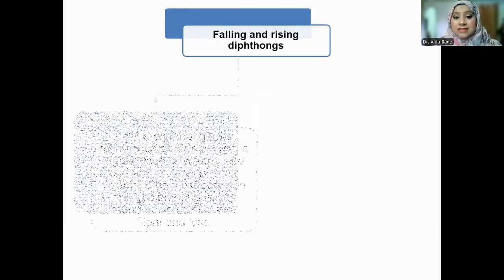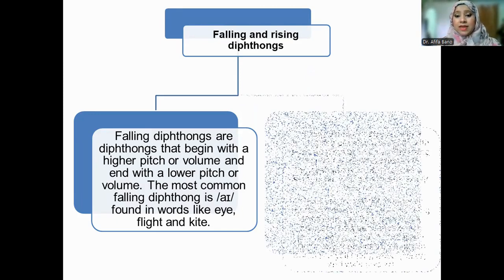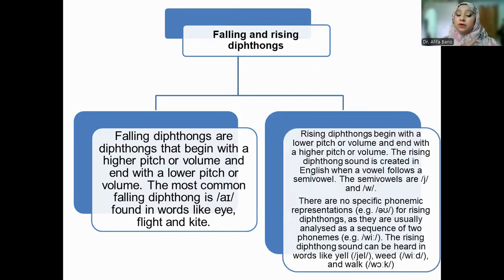Falling and rising diphthongs. Falling diphthongs are diphthongs that begin with a higher pitch or volume and end with a lower pitch or volume. The most common falling diphthong is /aɪ/, found in words like flight, kite, my. Okay, /aɪ/, from high to low.